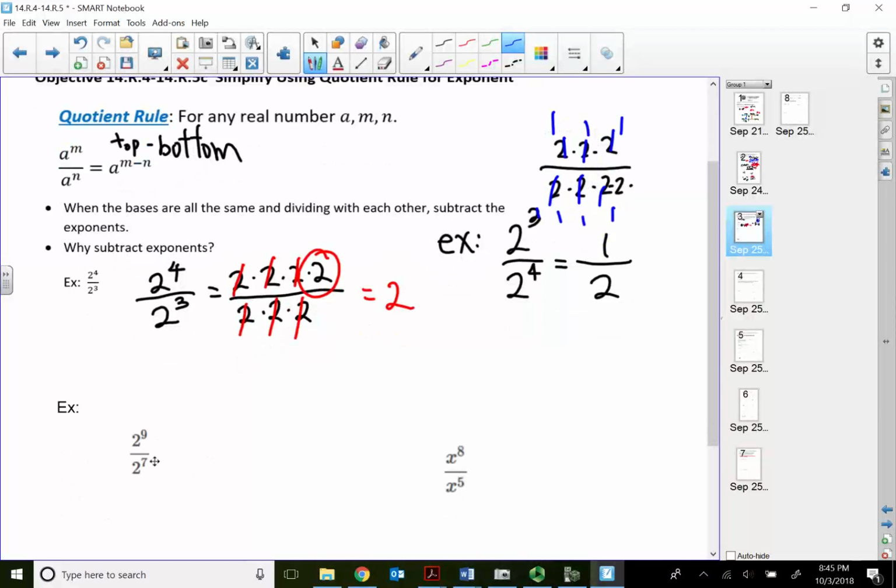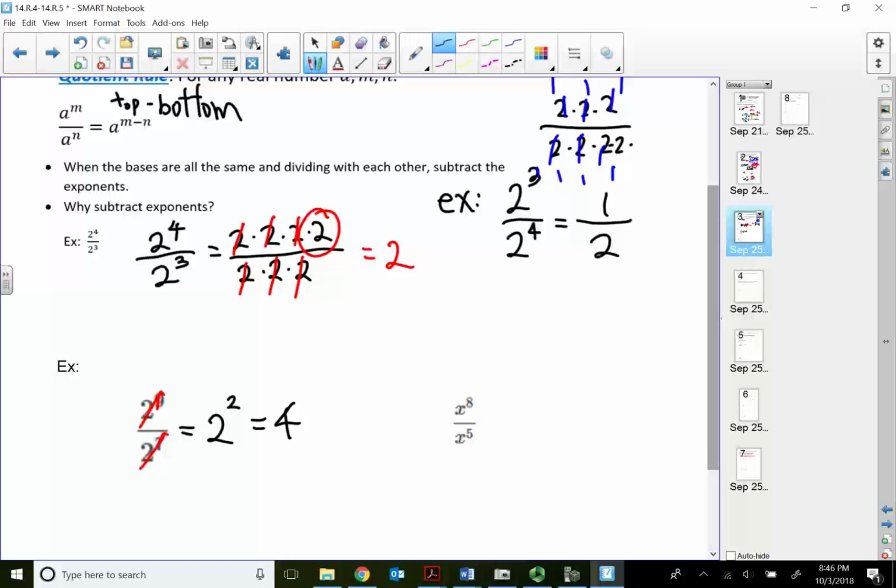Let's try this problem real quick. 2 to the 9th power divided by 2 to the 7th power. That means I have 9 2's being multiplied on top over 7 of them in the bottom being multiplied. When all these 2's cancel out, that means I'm subtracting the exponents, so I should have 2 more 2's left on the top. And we know 2 squared is 4. You have to enter the numerical answer on the homework.